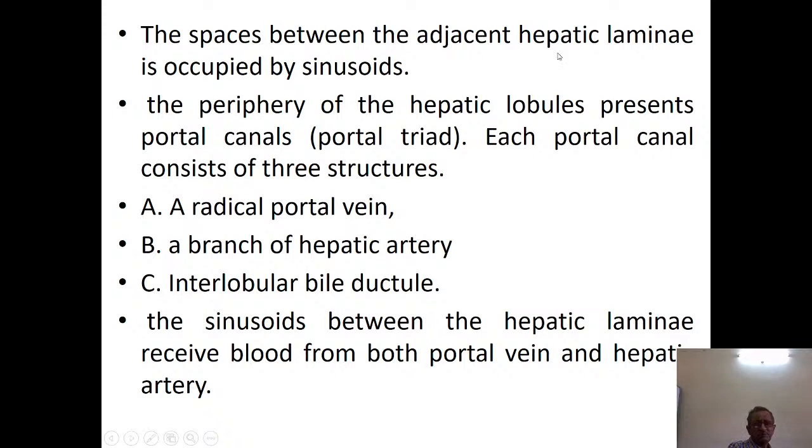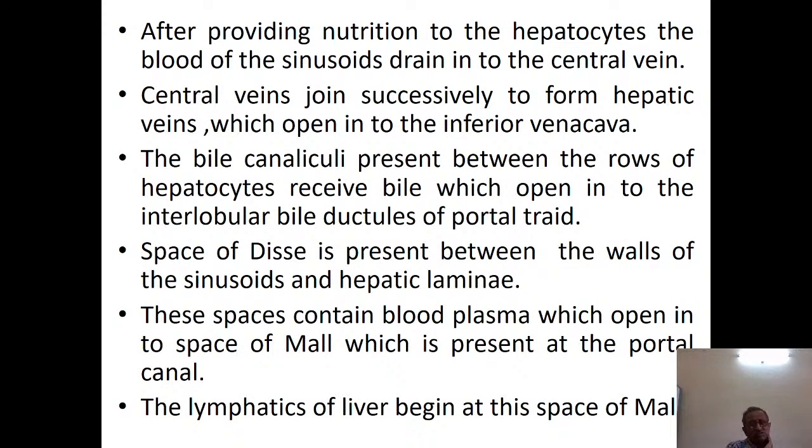Then the space between the adjacent hepatic laminae is occupied by sinusoids. So hepatic lamina, I told you, is bilaminar hepatocytes. Hepatocytes are arranged in 2 rows with biliary canaliculi in between. Then in between the adjacent hepatic laminae there is a space which we call a sinusoid.